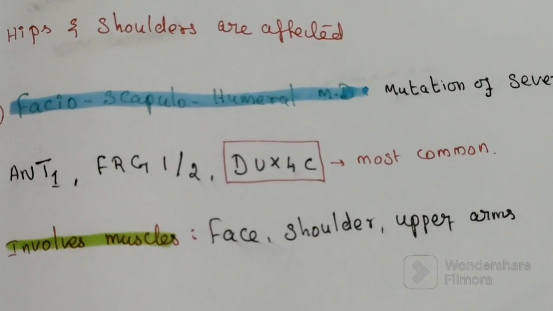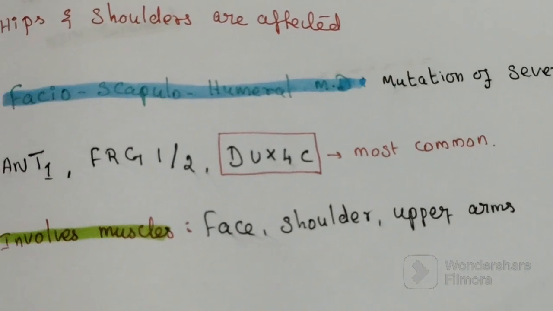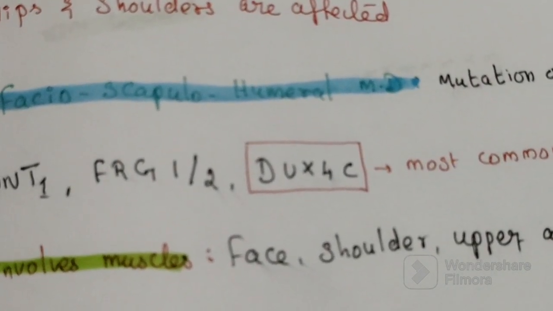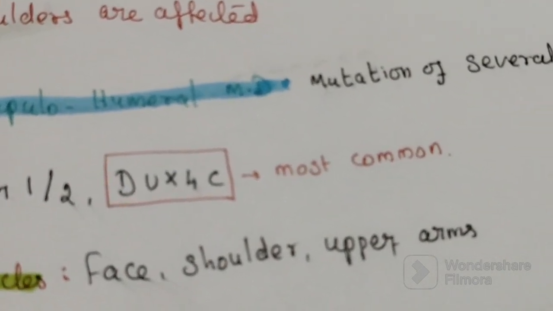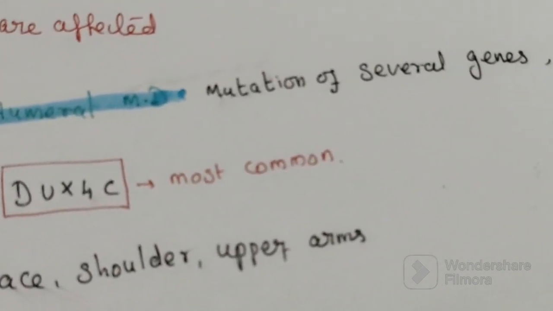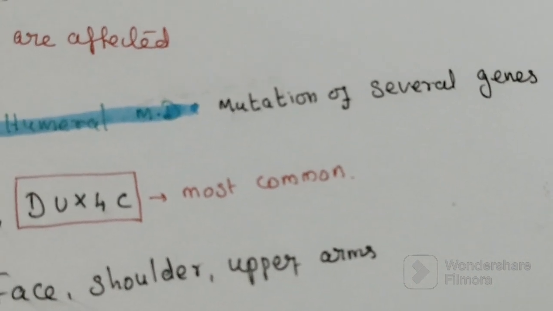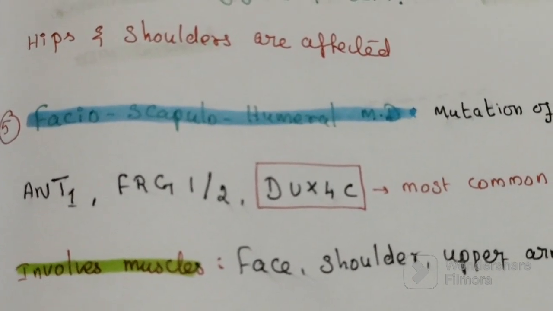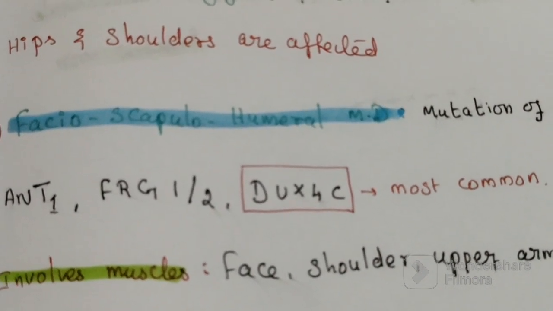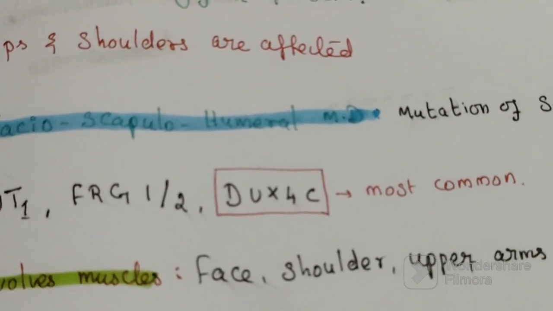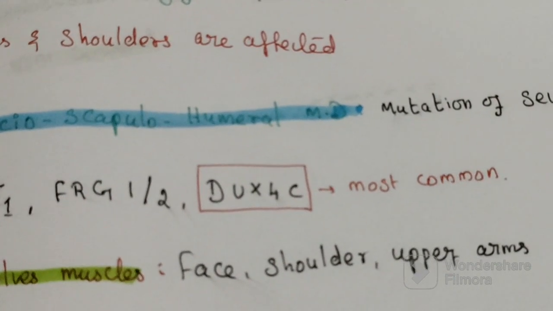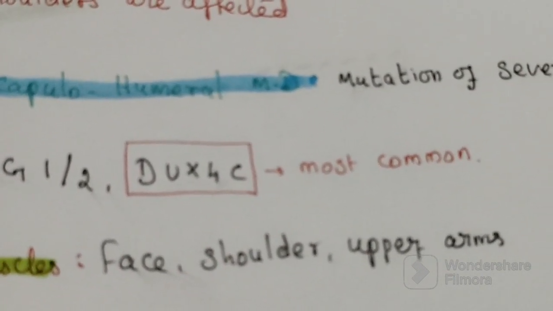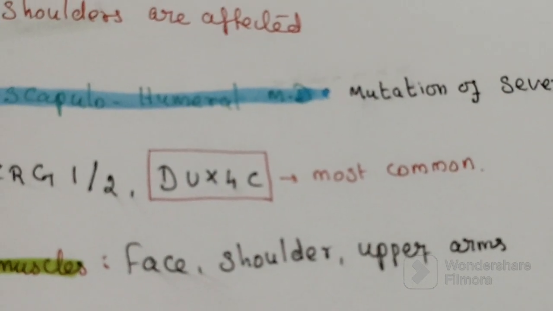So the fifth disorder, facioscapulohumeral muscular dystrophy, which is due to mutation of several genes like ANT1, FRG1 or 2, and DUX4C. But the mutation of DUX4C is most common.